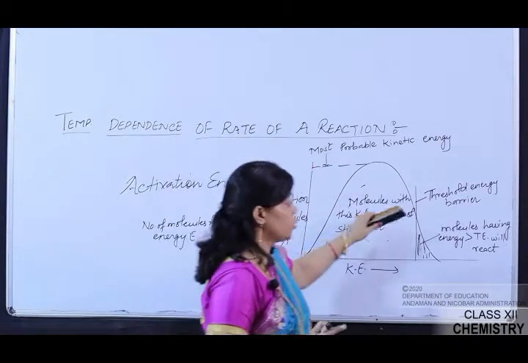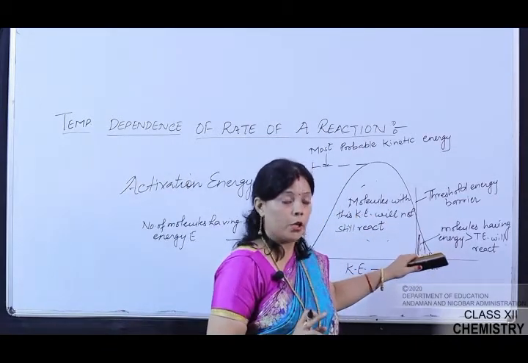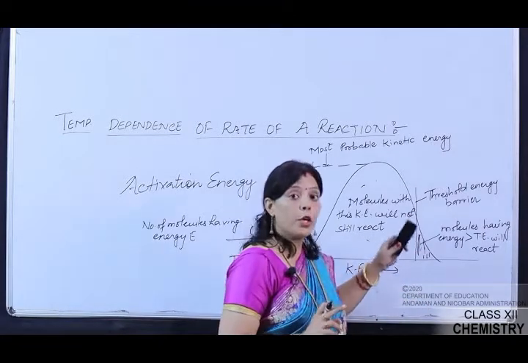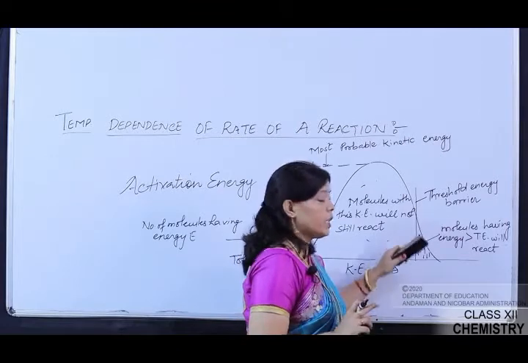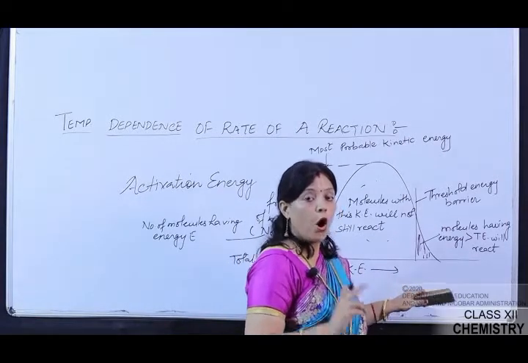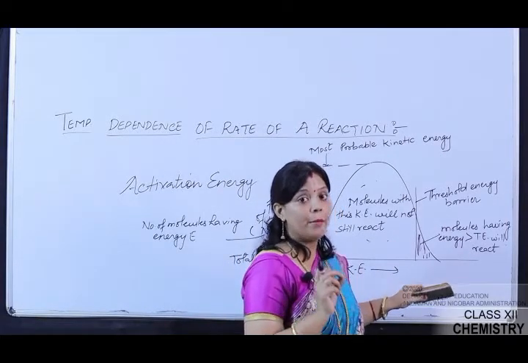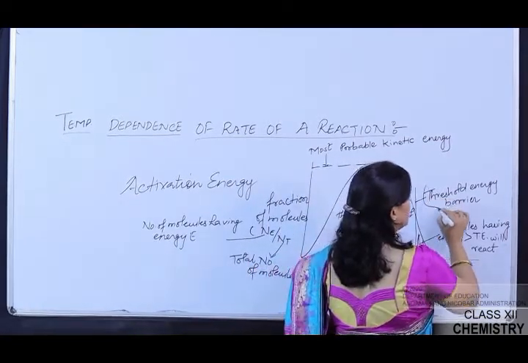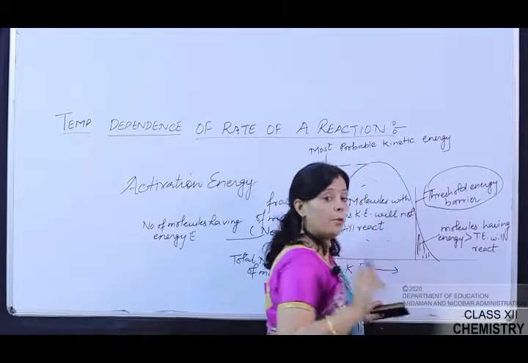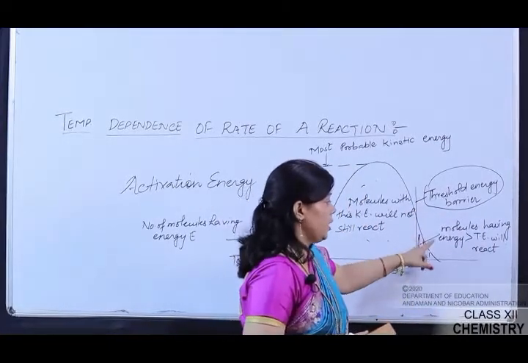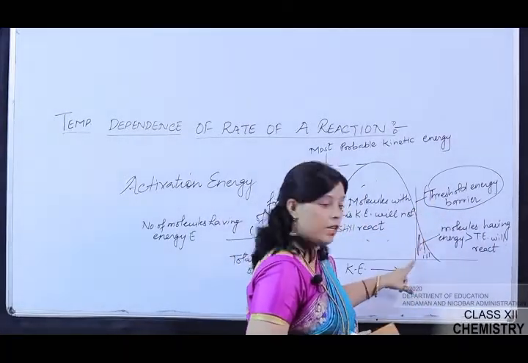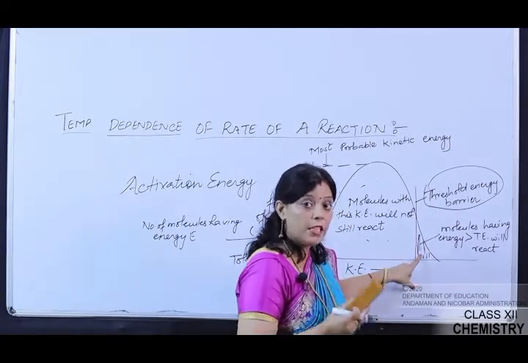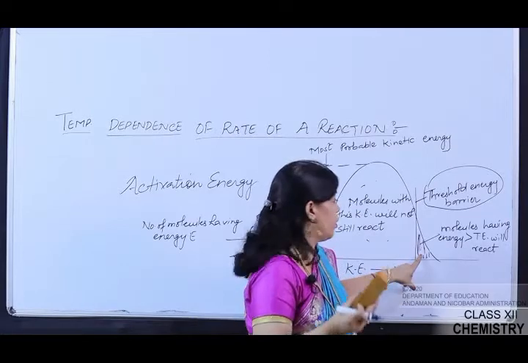Only those collisions among the reactant molecules result in the formation of product in which the reactant molecules have energy equal to or greater than a certain minimum energy. This certain minimum energy is also named the threshold energy barrier. So the molecules having energy equal to or greater than the threshold energy barrier result in an effective collision, and this effective collision results in the formation of the product.